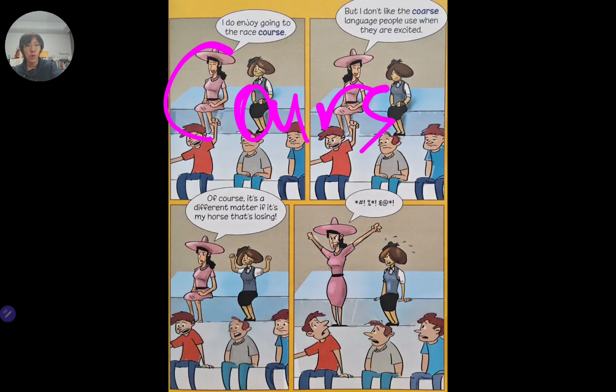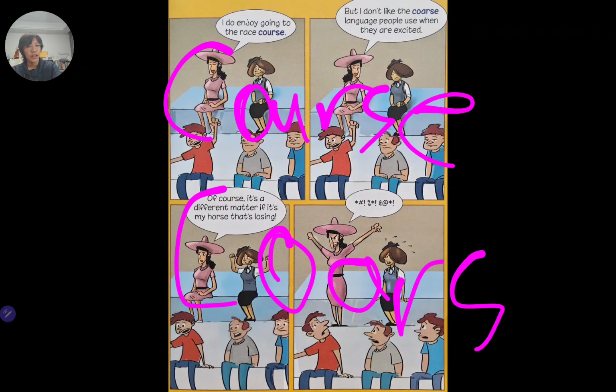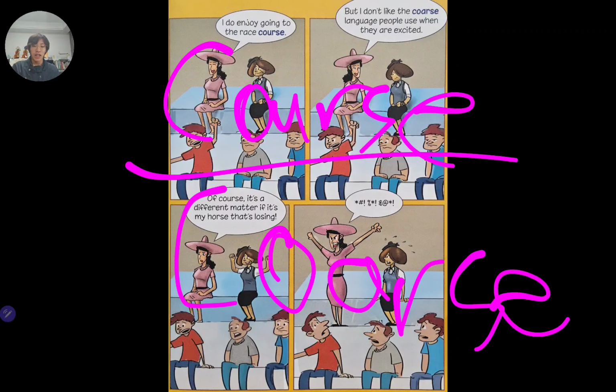Next up, we have the words course and coarse. Now, course is like the series of events or a route of something, like a race course. Coarse, C-O-A-R-S-E, is like rough or vulgar, like swear words. Get it? Or a coarse jacket.